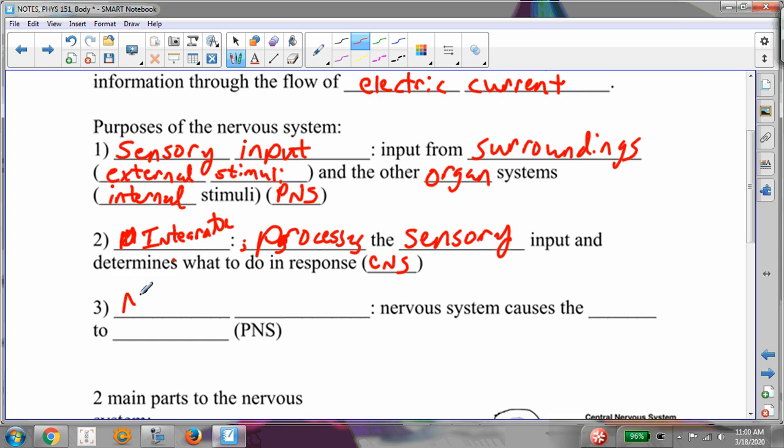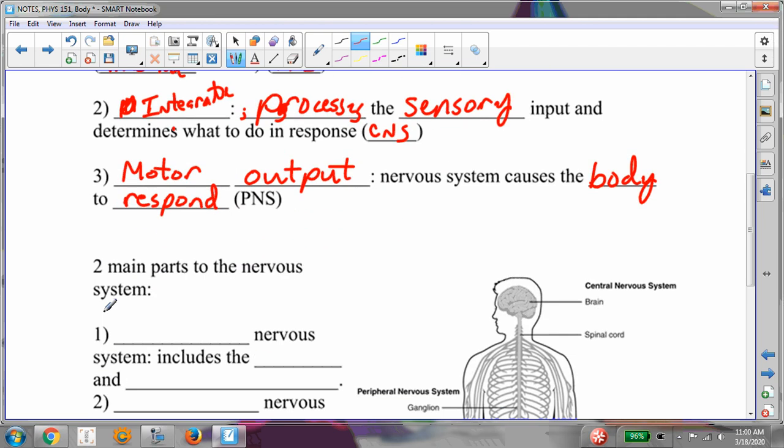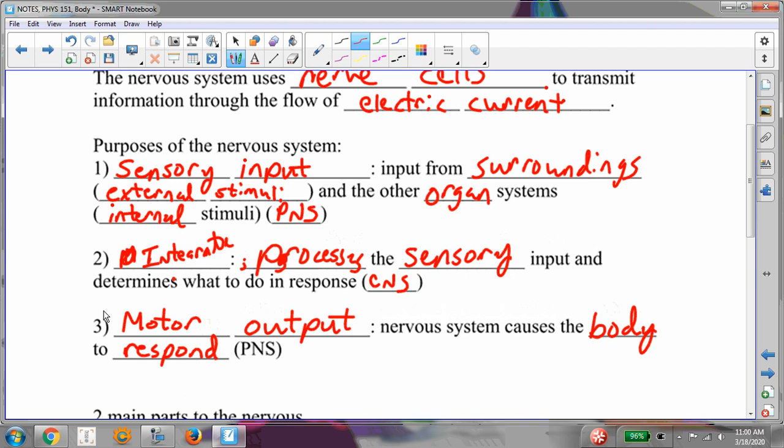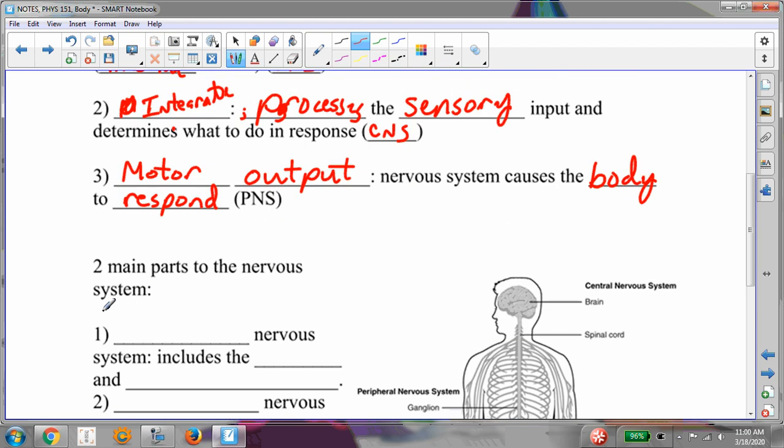And then finally, motor output. The nervous system causes the body to respond. So if you have some external stimuli, then the peripheral nervous system will affect a motor output. There are two main parts, so those are the purposes: sensory input, to integrate, and motor output.